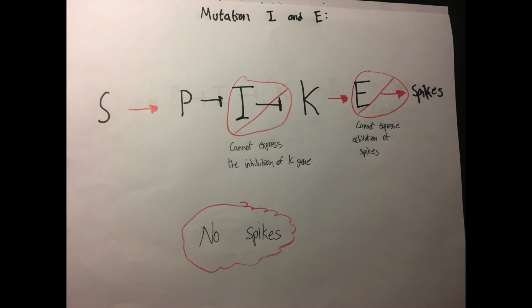Now we look at the mutation of the I and E genes. Just like the last example, I cannot express the inhibition of K, leading K to activate E. However, E cannot express the activation of spikes because it's mutated. So that results in no spike formation.